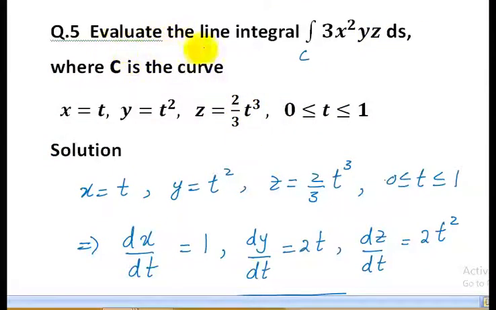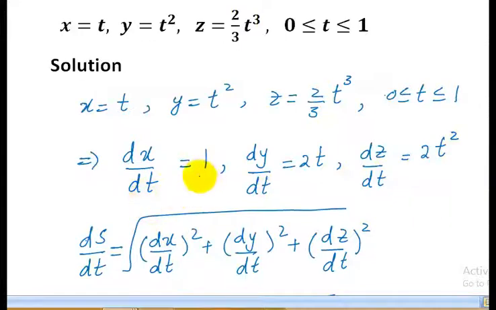Next question is, evaluate the line integral along curve C 3x square y z ds, where C is the curve defined parametrically x equal to t, y equal to t square, and z equal to 2 by 3 t cube, and 0 less than or equal to t less than or equal to 1. So first we rewrite these parametric equations and then find dx upon dt, which is 1, dy upon dt is 2t, and dz upon dt is 2t square.